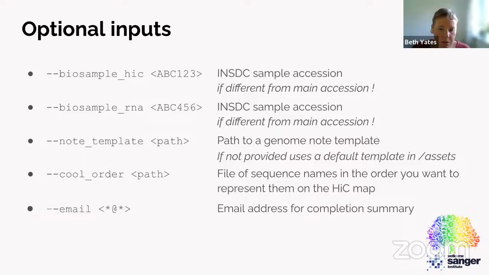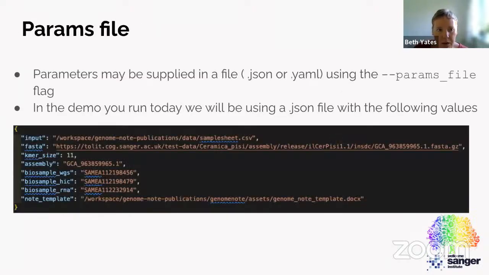I'm not giving the full list of inputs here, but they are all on the website. You can provide the pipeline with an email address, so once the pipeline is completed, it will send you an email with a summary of what happened. And for Hi-C, if you want to specify the sequence names in the order that you want them to appear on a Hi-C map, you can give a file that will define those, but the pipeline will work without that. So that's an optional input.